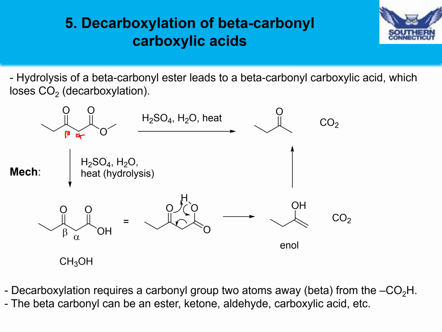These types of compounds, when you treat them with acid, so sulfuric acid, for example, and water, and heat it, the first thing that's going to occur is we're going to hydrolyze this ester into a carboxylic acid. This is a reaction that we saw in the carboxylic acid chapter when we looked at acyl substitution reactions. And once you have a carboxylic acid that has a ketone or any other carbonyl at the beta position, a decarboxylation reaction will occur very readily.